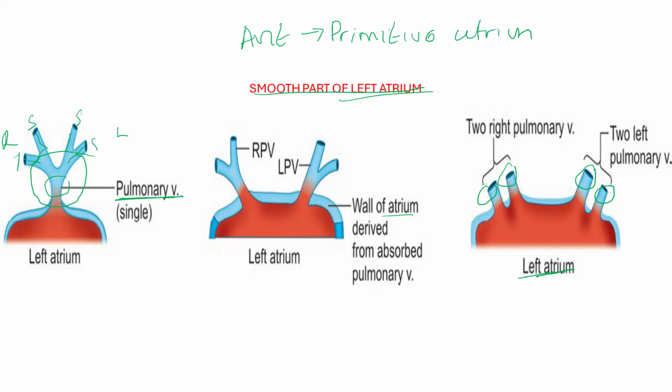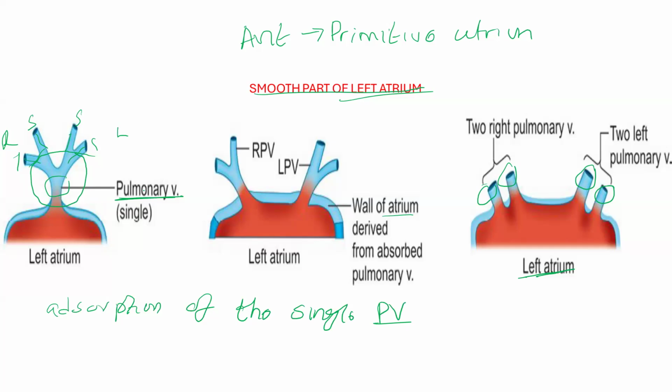Remember, the atria has two parts, a smooth part and a rough part. So the smooth posterior part comes from the absorption of the single pulmonary vein.